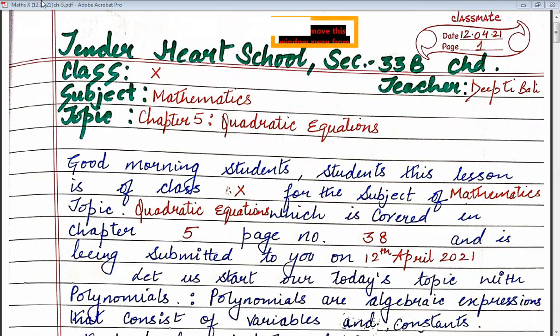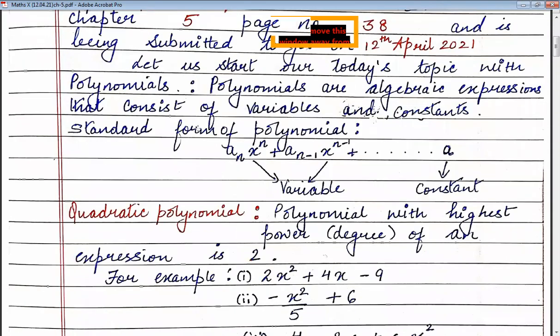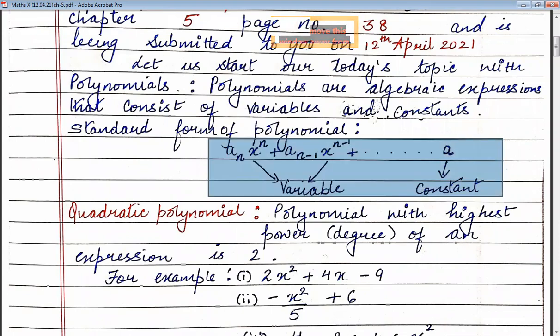Now, students, in today's lesson, we will learn about quadratic equations and their solutions. First of all, let us see what a polynomial is. Children, we have done in the previous class that a polynomial is always in the form a_n x^n + a_(n-1) x^(n-1) + and so on, up to + a. Here x is the variable, a_n and a_(n-1) are the coefficients of x^n and x^(n-1), and a is the constant.